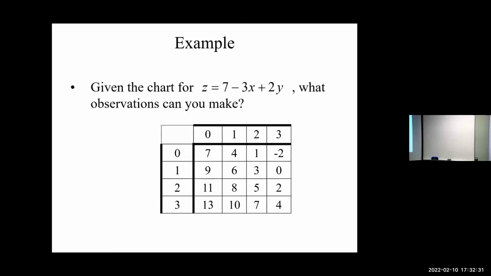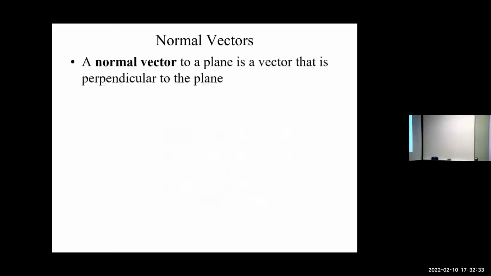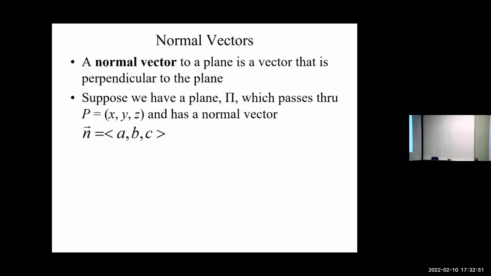Now, something we talked about last time, we introduced the concept of the normal vector, right? A normal vector is perpendicular to something. So a normal vector to a plane is perpendicular to the plane. This is going to be a really interesting idea, and I'm going to walk you through it. Suppose we have some plane. This plane passes through the point x, y, z, and has a normal vector ABC, okay? So we know that ABC is perpendicular to our plane.